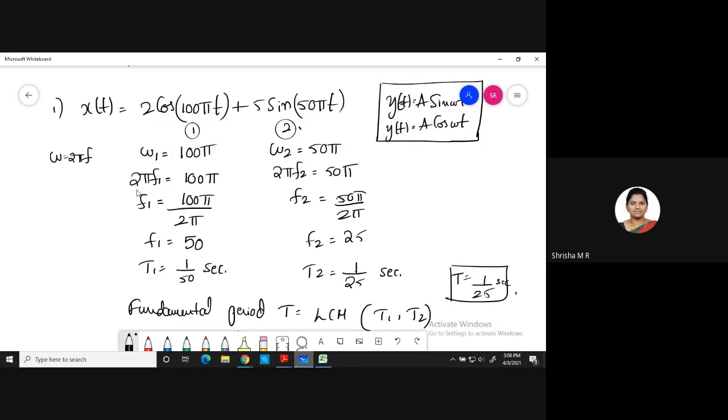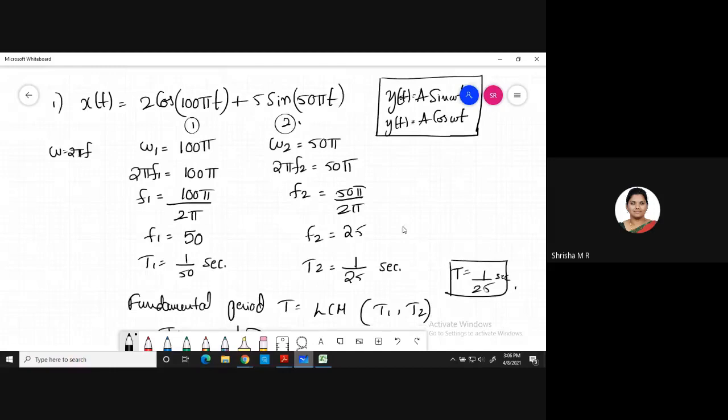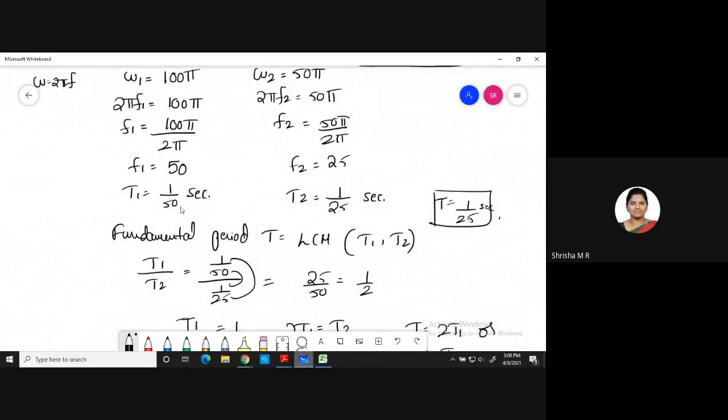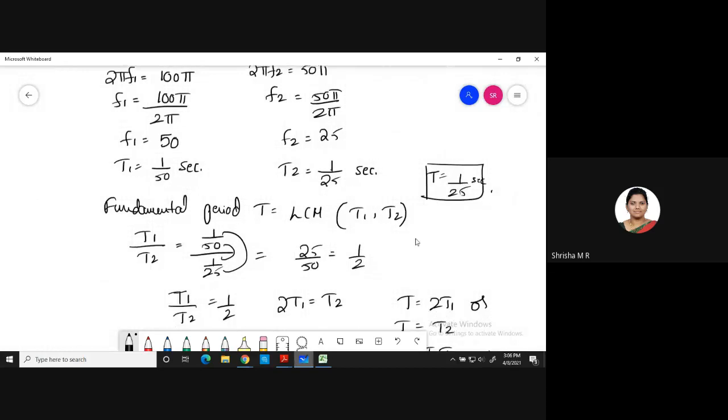So we know omega is 2 pi f. I have taken omega 1 as 2 pi f1. Find the frequency f1, and you get f1 and f2 similarly. T is nothing but 1 by f, so frequency is 1 by time period. So I will take the time period. As you can see here, T1 and T2 both are rational numbers, so they are periodic. If you have rational numbers, then it's a periodic signal. So go ahead and find the fundamental period.